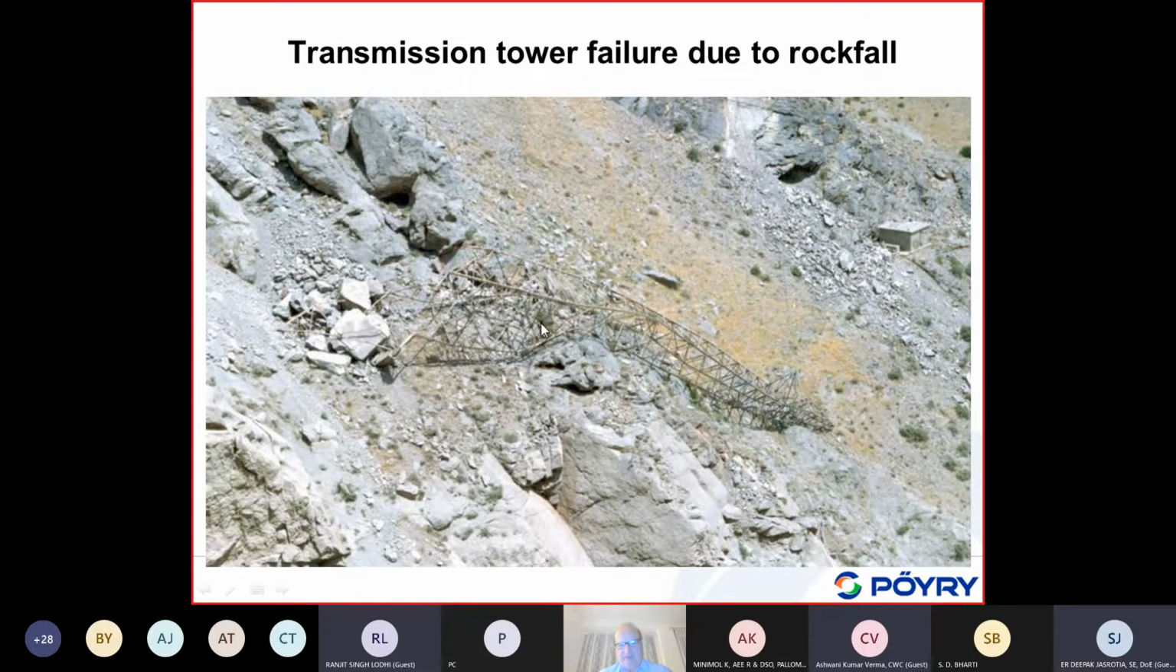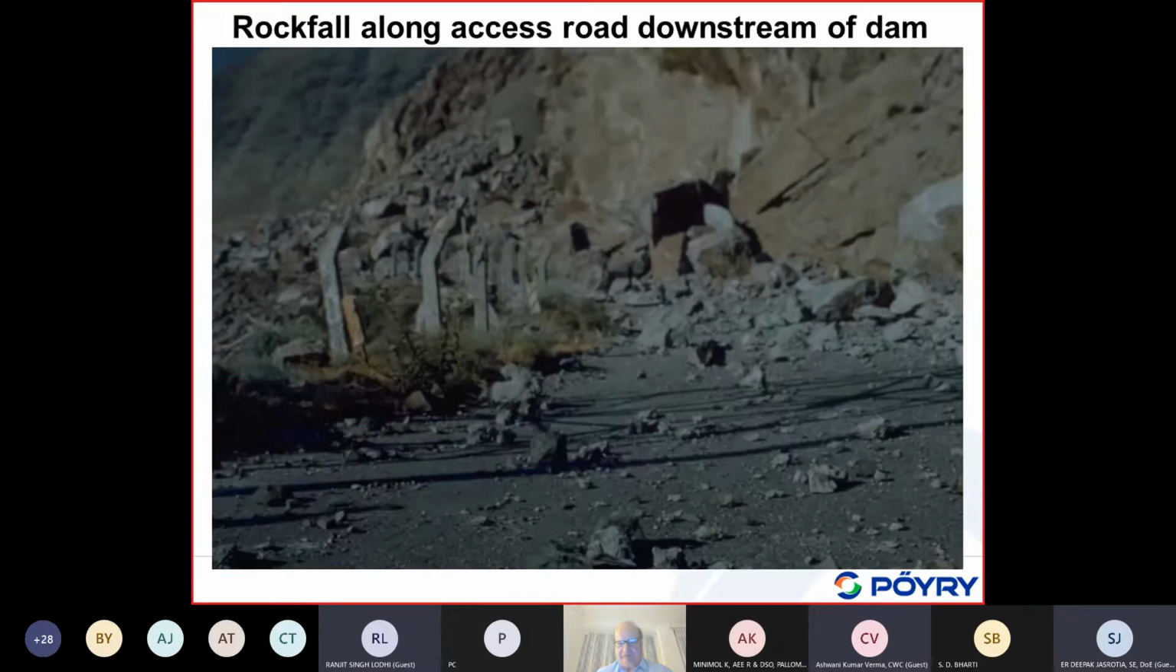I must say in the mountains, in India, you also have this rockfall hazard, and I think usually you would protect these towers against rockfalls. In our case, we would protect them against avalanches. But here, it would be quite simple to make these transmission towers safe.